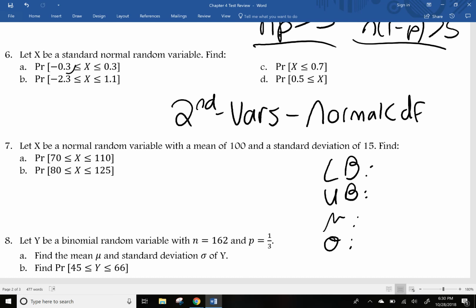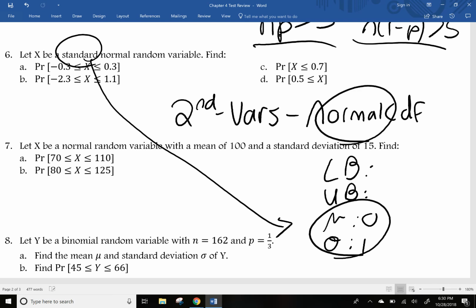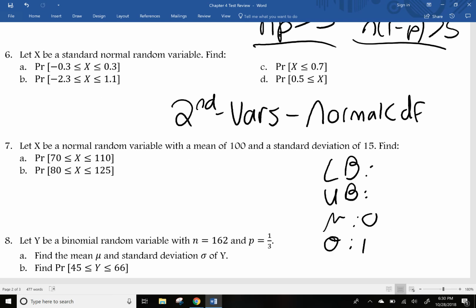So obviously for A, this is your lower bound, that's your upper bound. But what's the mean and standard deviation? Well, it doesn't say. It says standard normal random variable. And when it says standard normal random variable, that means the mean is 0 and the standard deviation is 1. So you need to memorize that. You need to know when you see standard normal that it just translates into this information. It's telling you that the mean is 0 and standard deviation is 1. So you type that in the calculator with those lower bounds and upper bounds, and you'll be just fine.